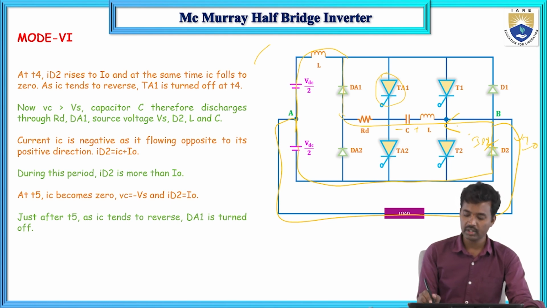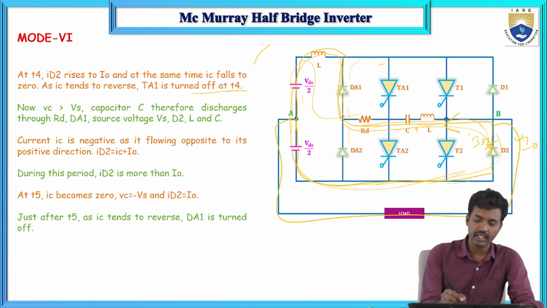In this case TA1 will be turned off, and the capacitor discharges through L, C, RD, DA1, L and VDC. In this way it discharges. Here the current is negative: initially 0, it reaches a negative maximum and then returns to 0 again.